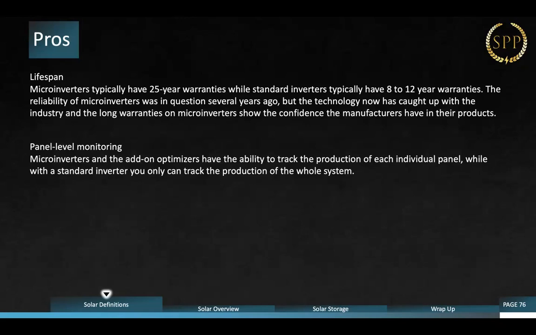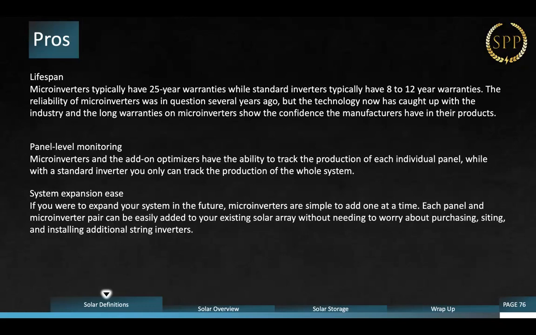Panel level monitoring. You can see what each panel is doing individually and what the production is. You can track it by the actual panel itself. And then if you want to add extra panels to the system down the road, you can just pop a new inverter onto the back of the panel and land the panel. So it's easy to be able to add additional panels down the road.